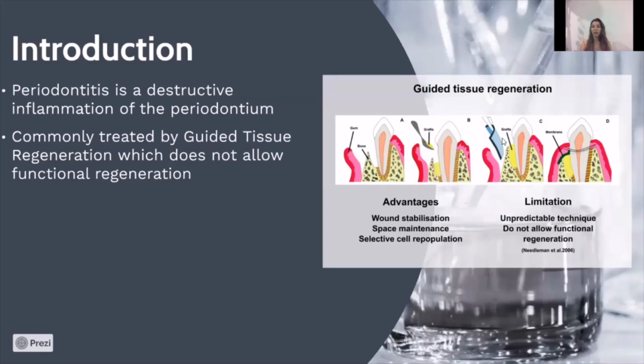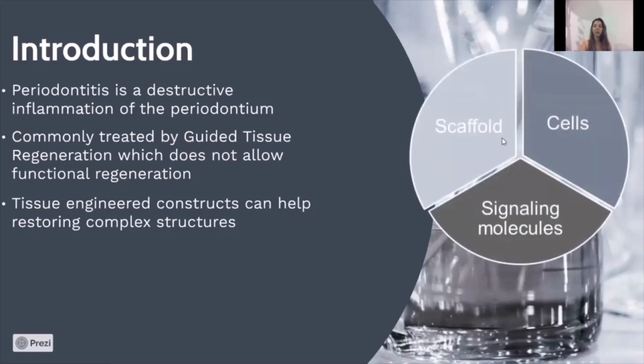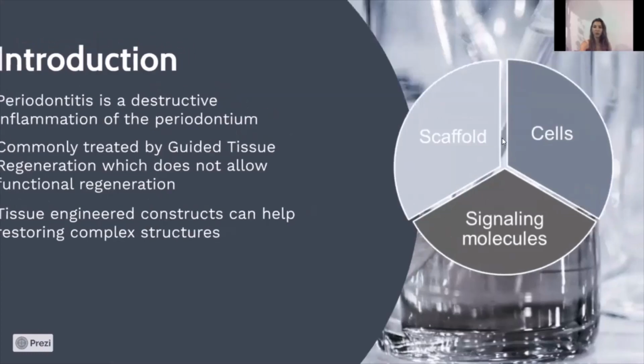However, the limitation of such techniques is that it's usually quite unpredictable in terms of results, and it does not allow structural regeneration of the periodontium and therefore no functional regeneration. Tissue engineering is an interesting way to solve such a problem because it aims at combining scaffold with cells and signaling molecules to restore some complex structures.